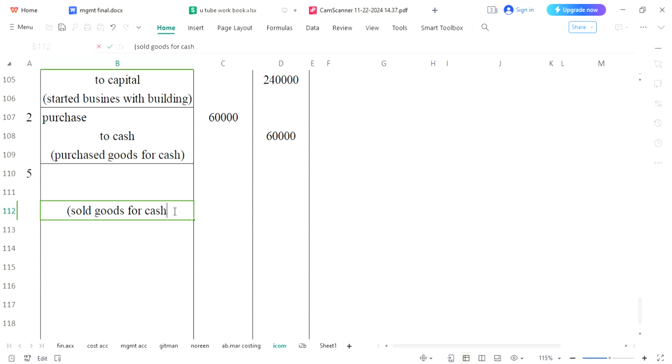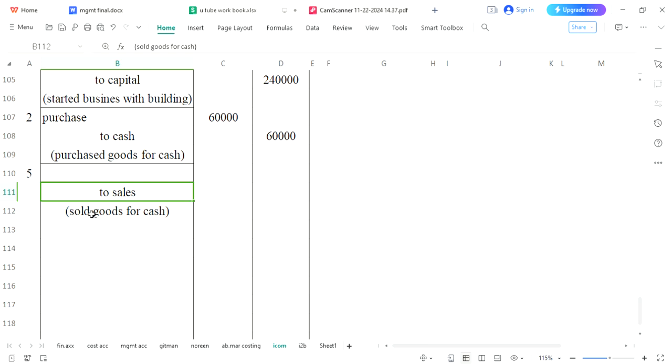You have sold goods. Goods are going out. Goods are decreasing. Decrease in asset should be credited. So we were supposed to write goods on credit side. But as usual, we do not write goods in accounting. We write working in place of it. What working we are doing? We are selling goods. So we would write sales over here to sales.